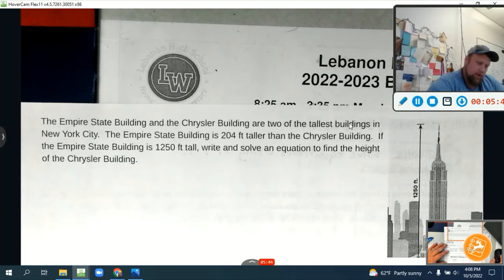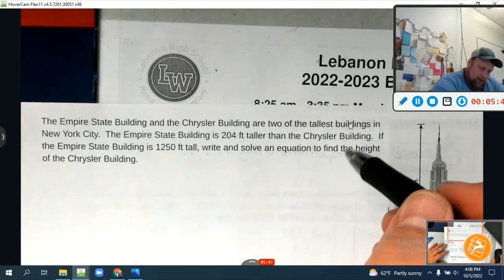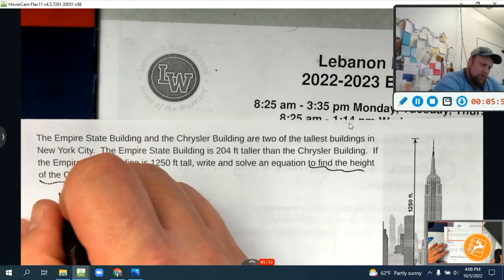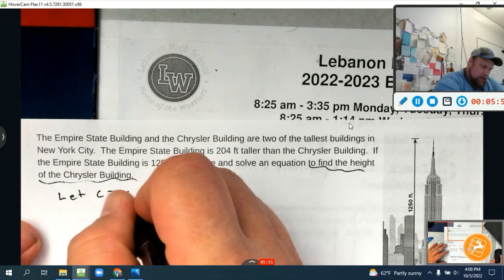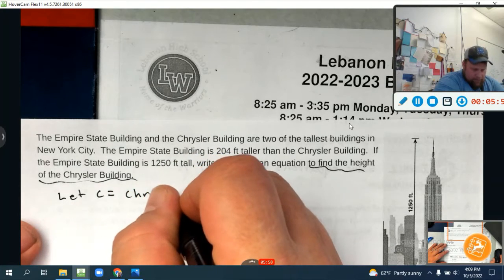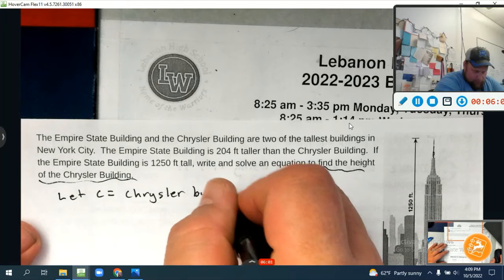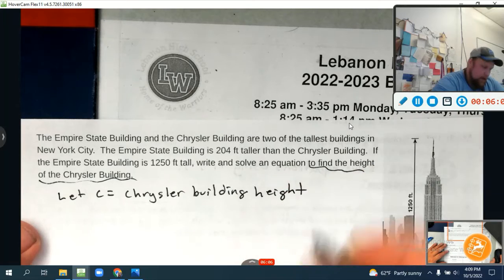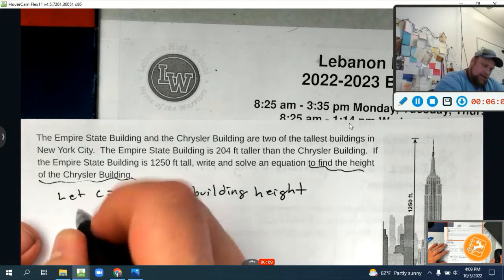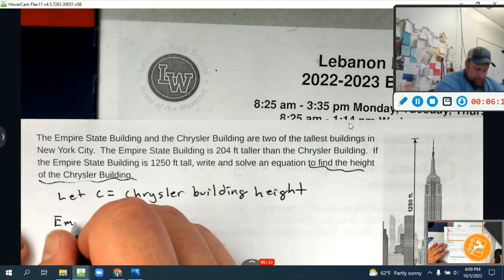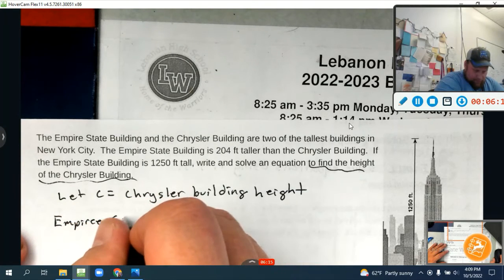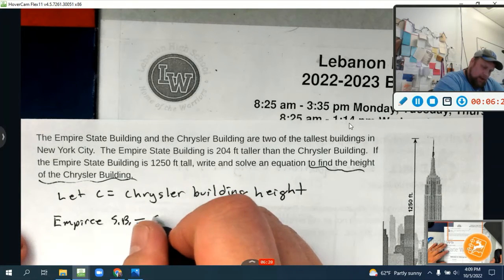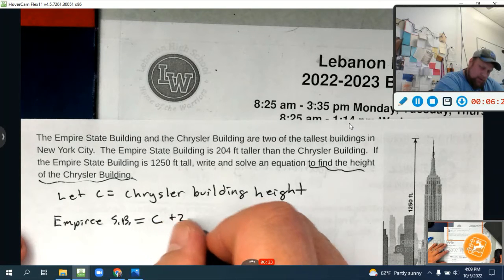Chrysler Building. But what's the building we're trying to find? We're trying to find the height of the Chrysler Building. So that's my variable. I'm going to let C equal the Chrysler Building height. And what do I know? I know that the Empire State Building is, means equals, right? Is equal to the height of the Chrysler Building plus 204 feet.